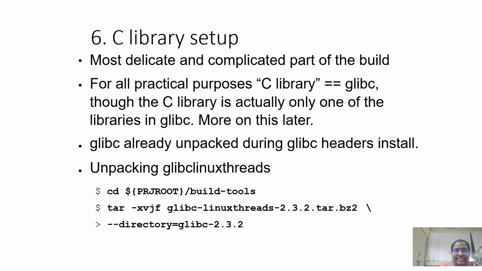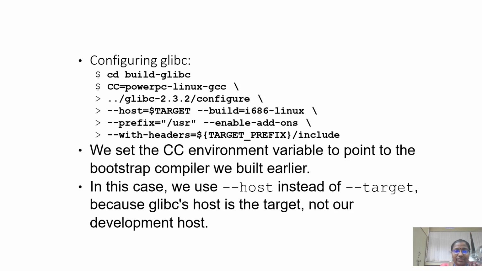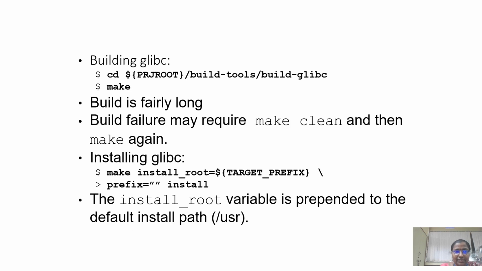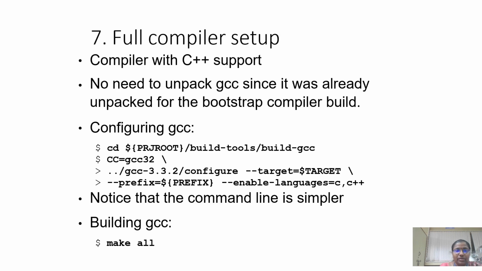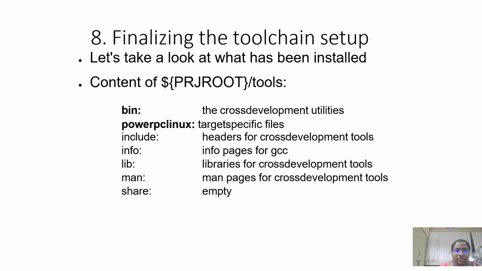In the same way, for the C library setup, you have to download, unpack, configure, and then install using the make install command. Similarly, the full compiler setup finalizes the toolchain setup.